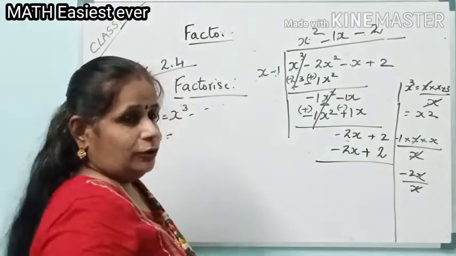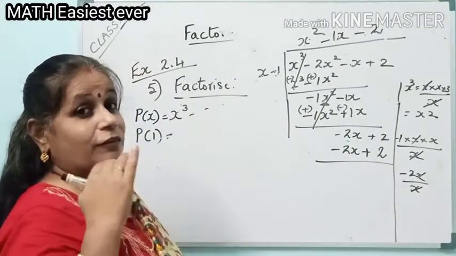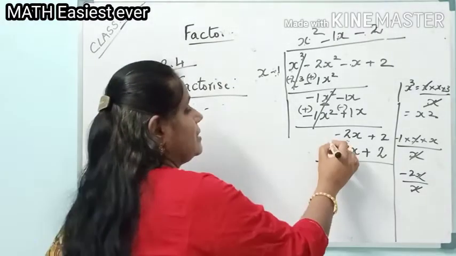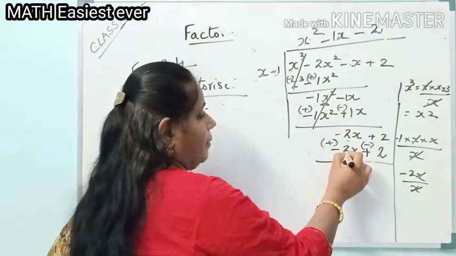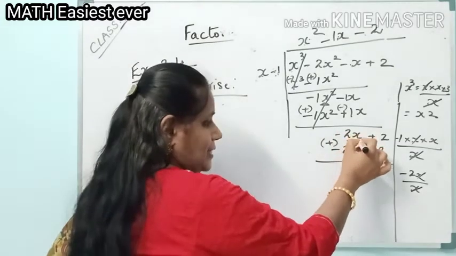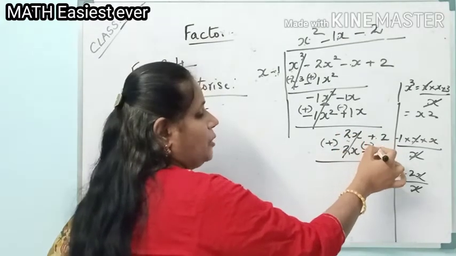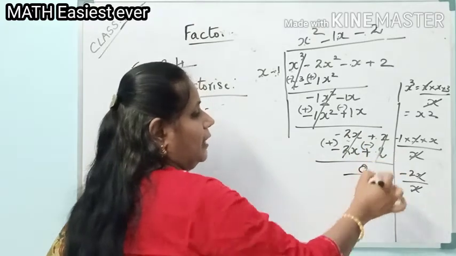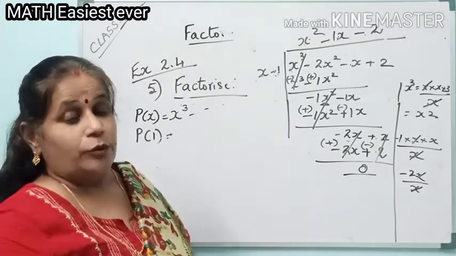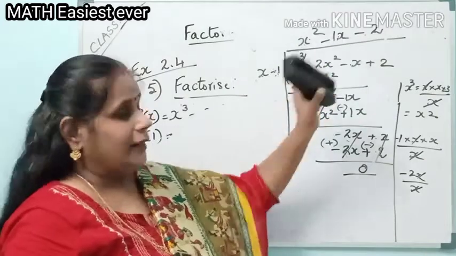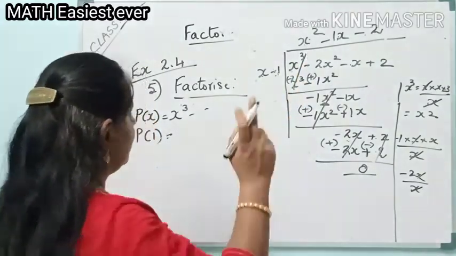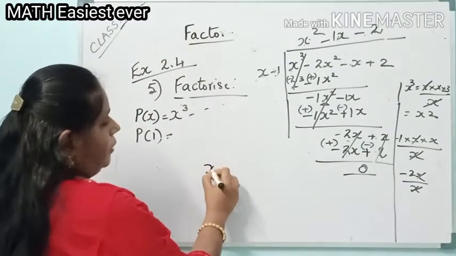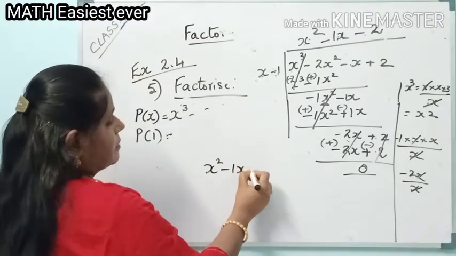Now what you have to do? You have to subtract and change the sign of the second line. So minus will become plus and plus will become minus. Minus 2x and plus 2x get cancelled. It becomes 0. Plus 2 and minus 2 also get cancelled. So you get the remainder 0. You have to do it like this till you get the quotient. Now you got the quotient as x square minus 1x minus 2.